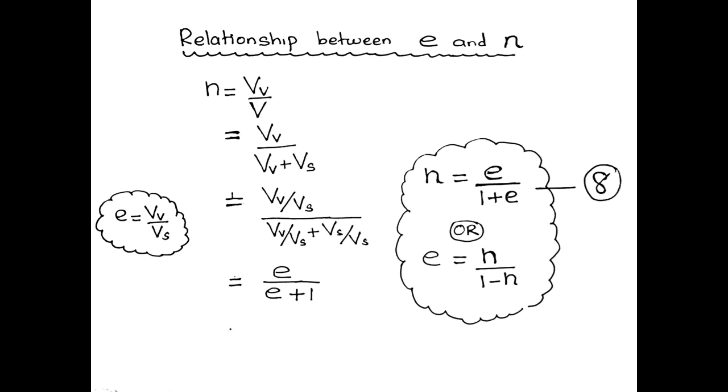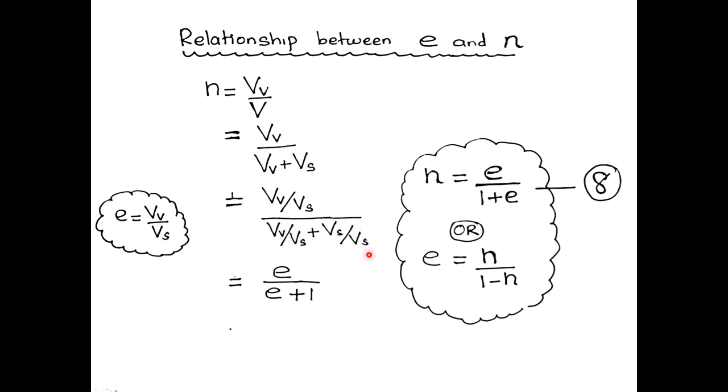Relationship between void ratio and porosity, E and N. Porosity is equal to volume of voids over total volume. That is the definition. Then total volume is equal to volume of voids plus volume of solid. That is obvious. Then for this numerator and denominator, dividing by Vs does not change anything.